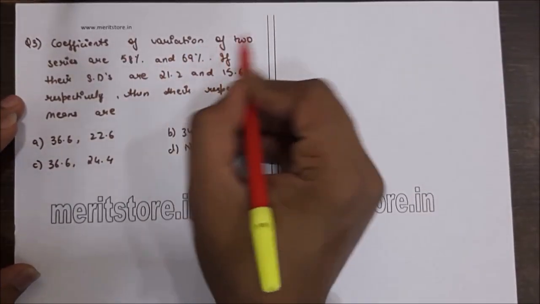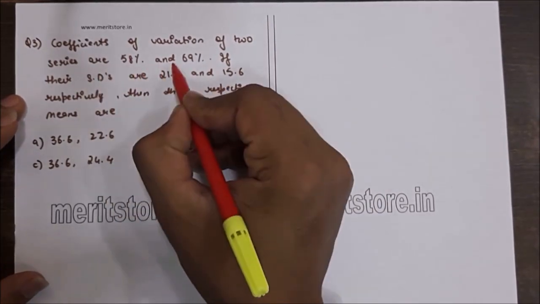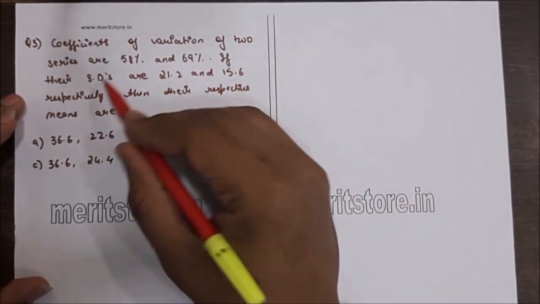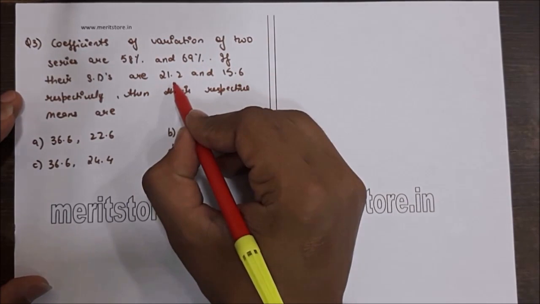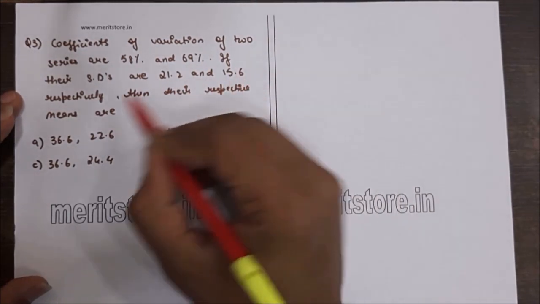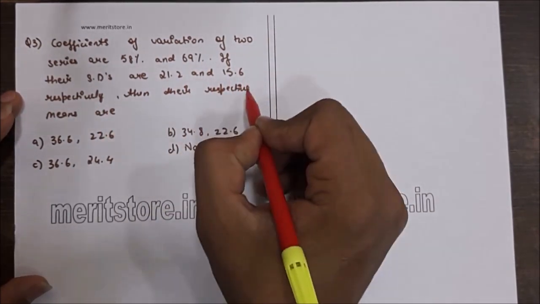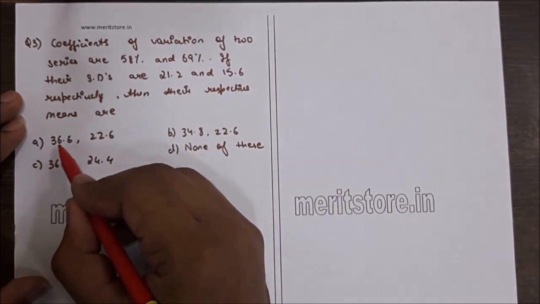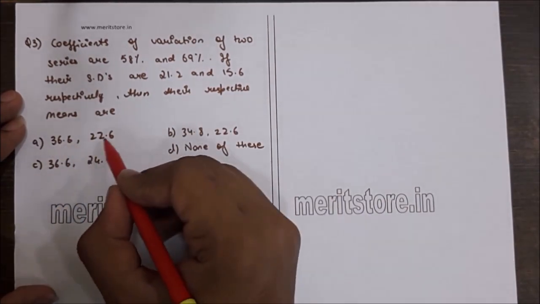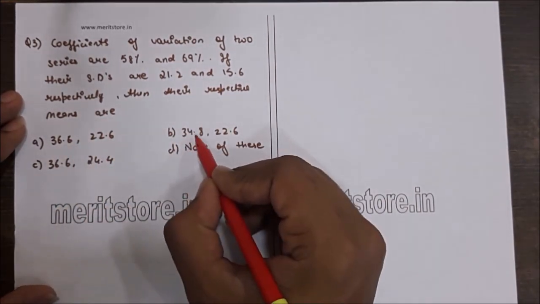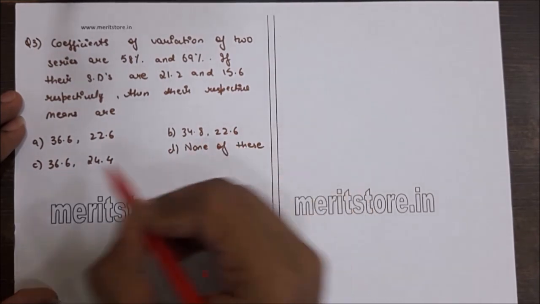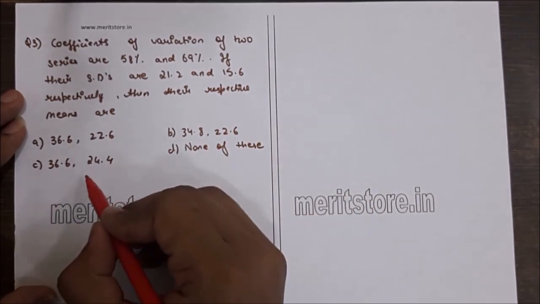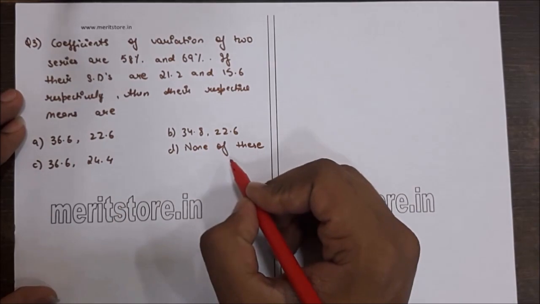Coefficients of variation of two series are 58% and 69%. If their SDs are 21.2 and 15.6 respectively, then their respective means are: option A 36.6, 22.6, option B 34.8, 22.6, option C 36.6, 24.4, option D none of these.